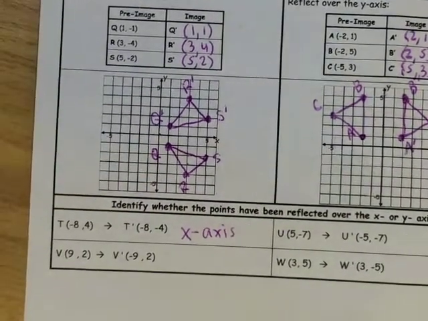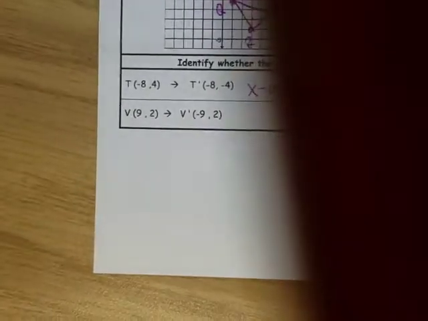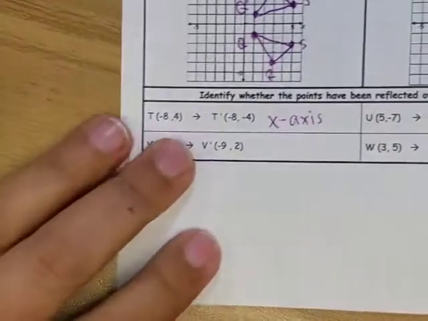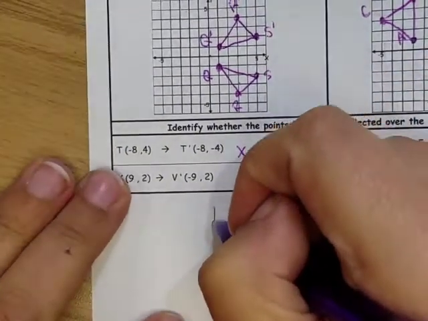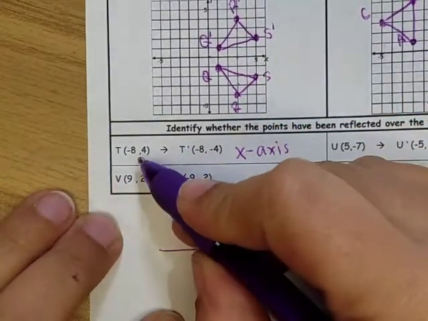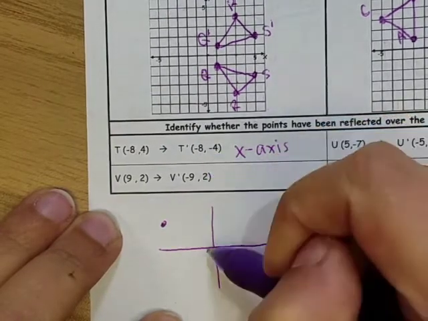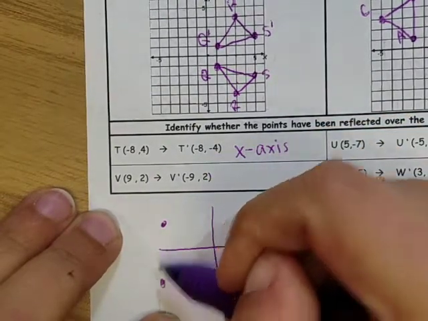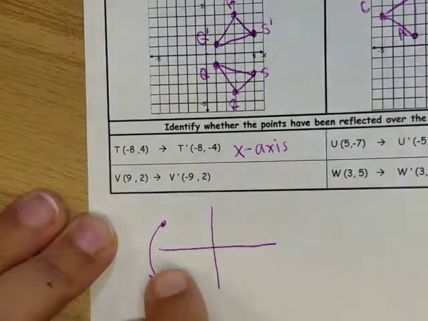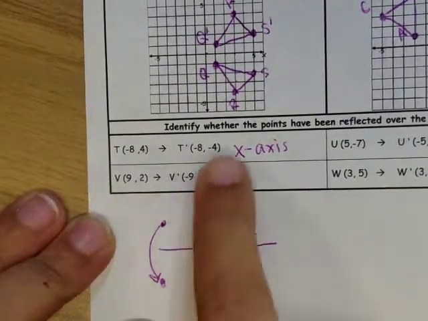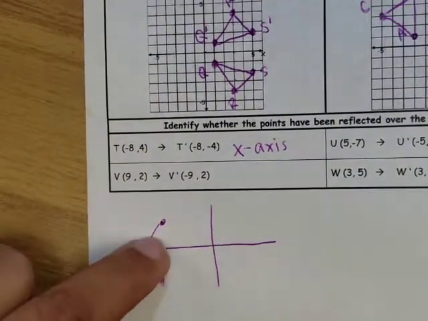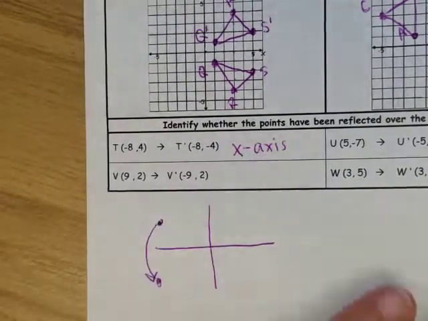If you don't want to do it that way and you don't want to memorize it, that's fine. What you can do is this. You could just do a quick sketch. So if I were to sketch this, if I'm at negative 8, 4, and now I'm at negative 8, negative 4, well, which axis did I go over? The x. So that's another way to do it if you're more of a visual person versus a rule person.